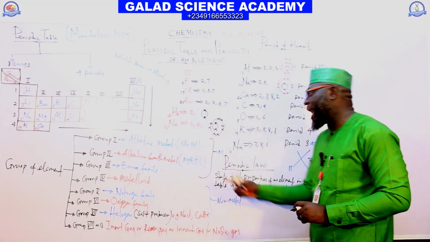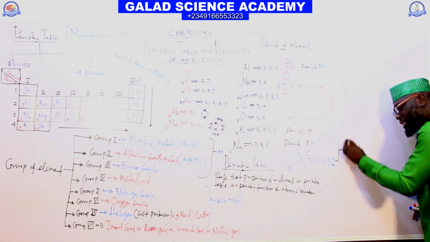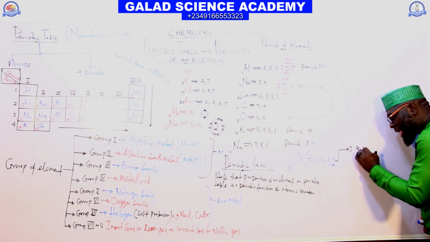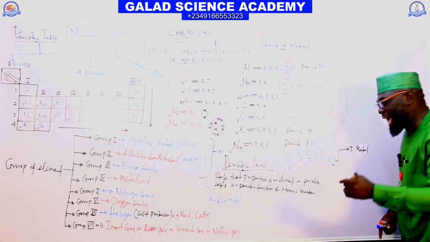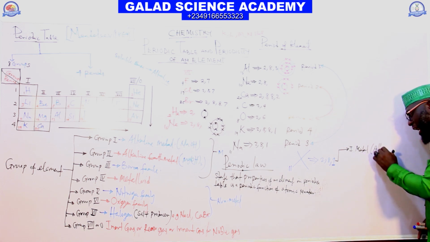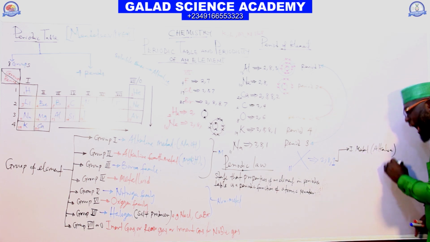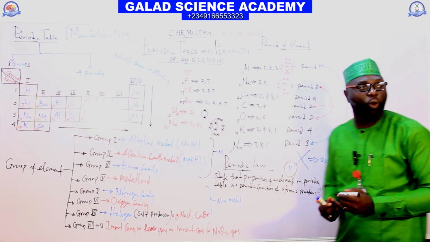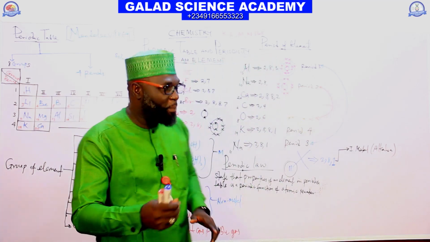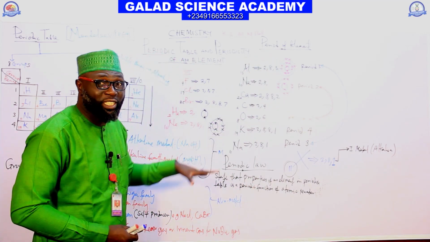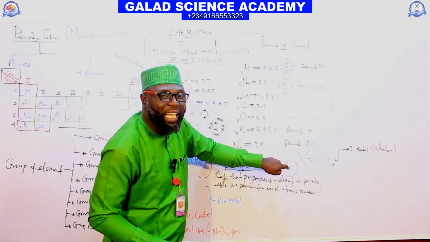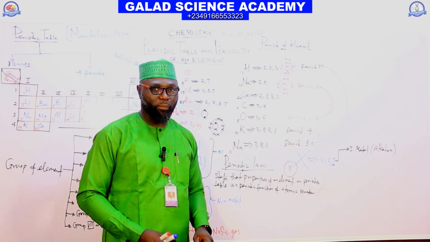Therefore, all group 1 elements are called alkali metals. Since it belongs to group 1, it is a metal, and not an ordinary metal, it is an alkali metal. How do we know all these properties? Because they gave us the atomic number. So that is what the periodic law said: before you can know the properties of any element, you must know its atomic number.